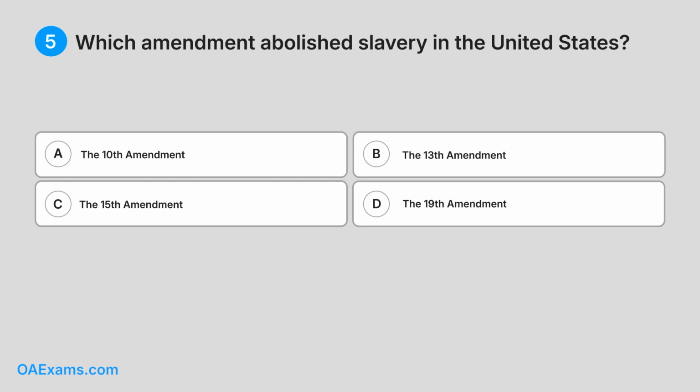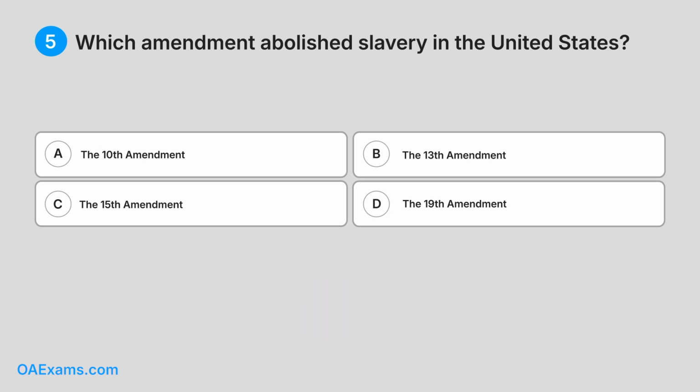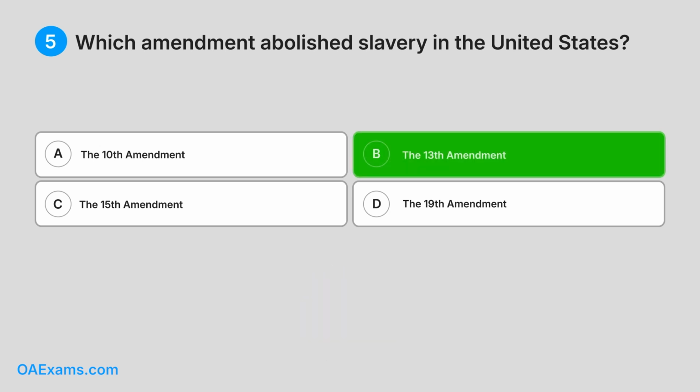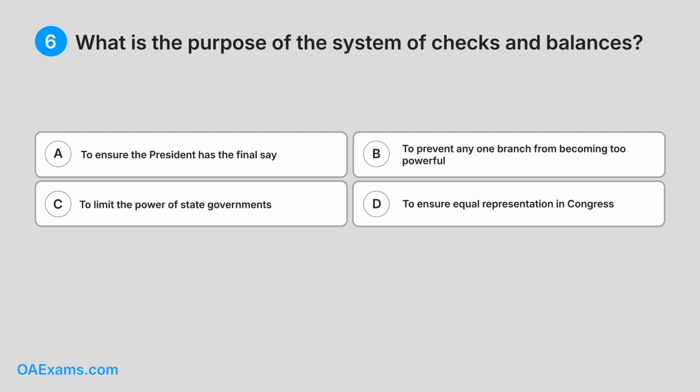5. Which amendment abolished slavery in the United States? A. The 10th Amendment. B. The 13th Amendment. C. The 15th Amendment. D. The 19th Amendment. Do you know the answer? Correct answer: B. The 13th Amendment. Explanation: The 13th Amendment, ratified in 1865, abolished slavery and involuntary servitude in the United States, except as punishment for a crime.